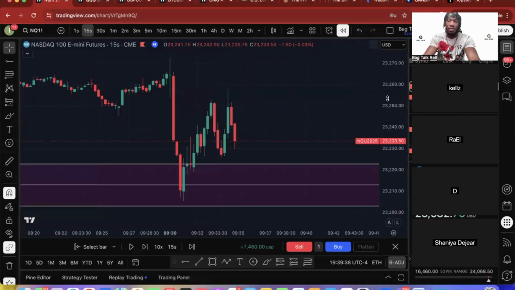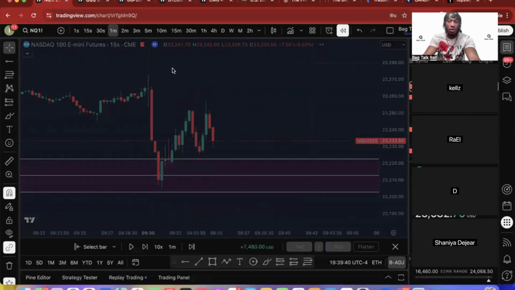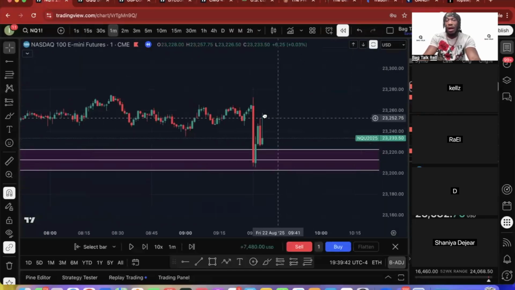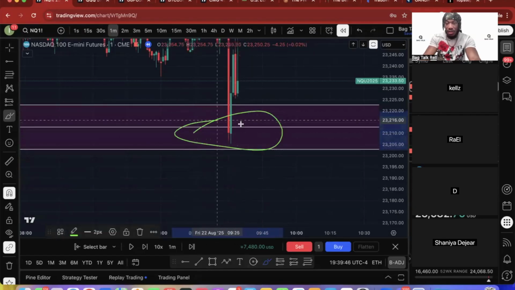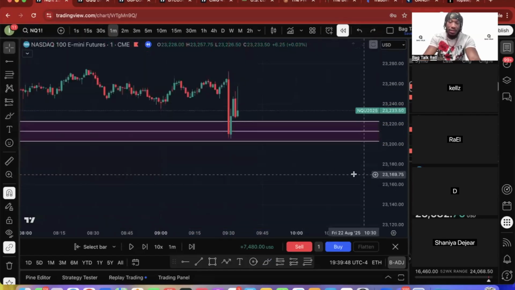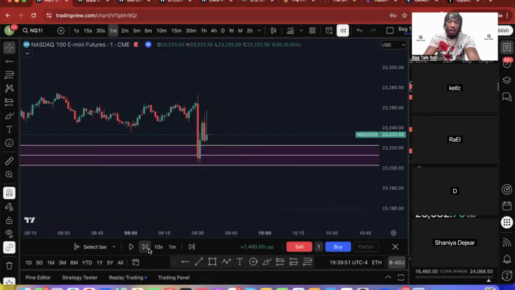But you can see we're really just consolidating. There's nothing really going on. But I'm just saying that's when I got bullish. I did not take buys in here. I wish I did, but no, that's some hindsight stuff. I did not take buys in there. I wish I did though. That would have been fire.